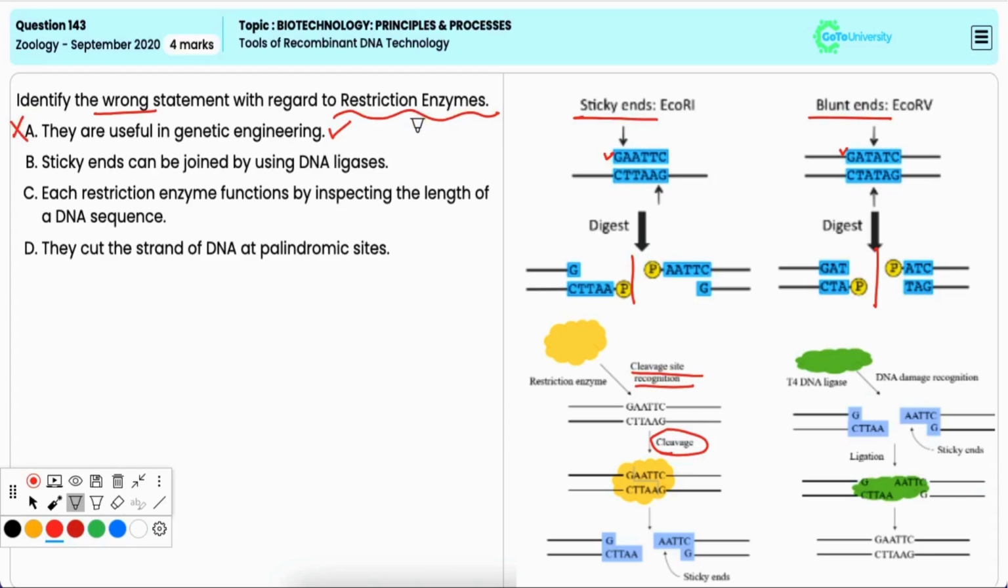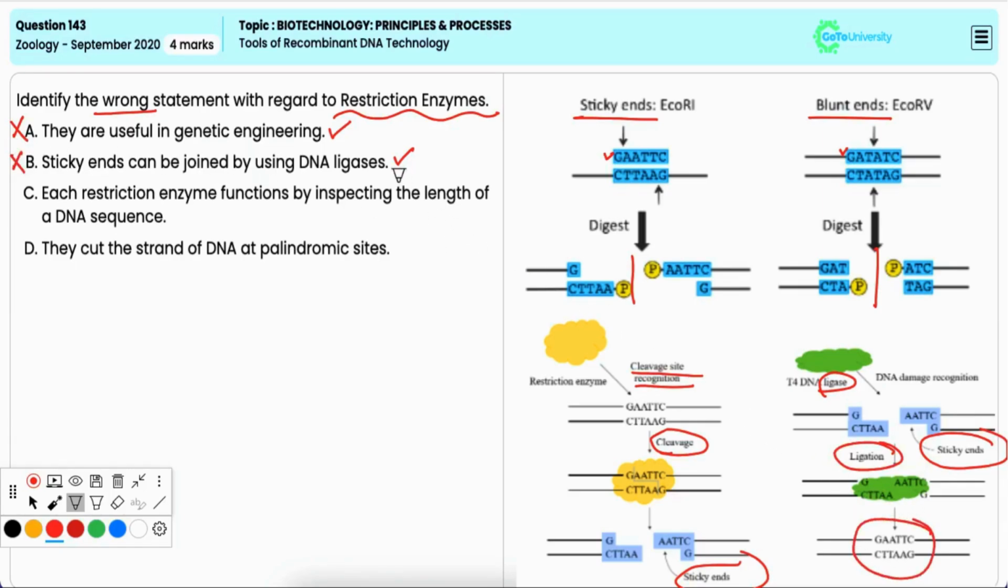Option B, sticky ends can be joined by using DNA ligases. This is also true. Now, DNA ligases are enzymes that can join the sticky ends of DNA fragments after they have been cut by restriction enzymes. Hence, this is incorrect option.